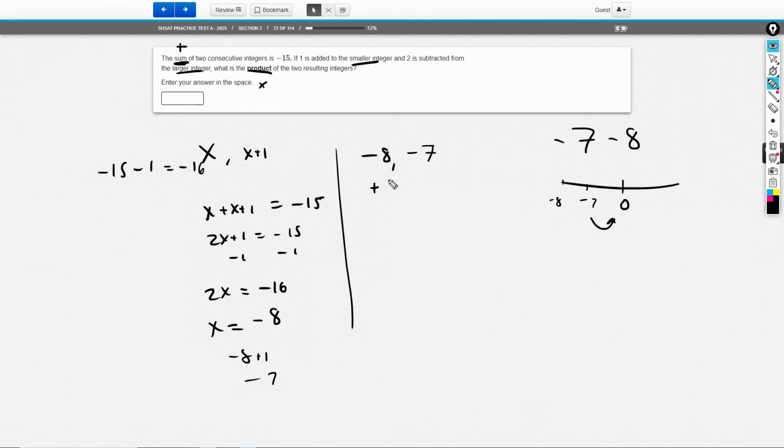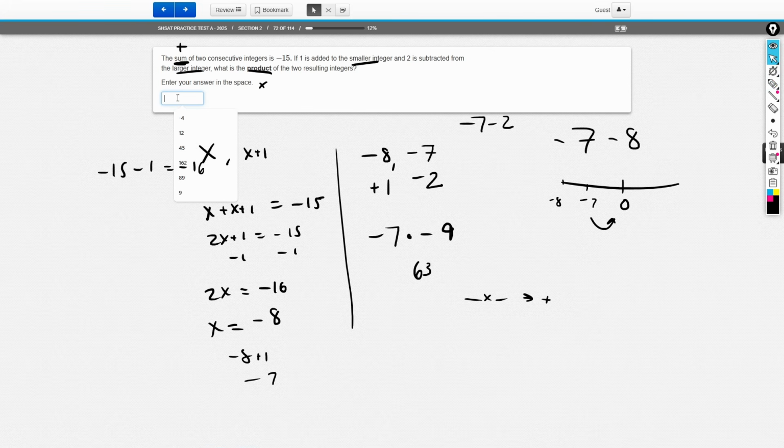So we're adding 1 to negative 8, and we're going to get negative 7. Then we're subtracting 2 from the larger integer. So negative 7 is the bigger one. If we subtract 2 from negative 7, negative 7 minus 2 is negative 9. And negative 7 times negative 9 is positive 63. Remember, negative times negative means positive. I didn't mean to say 36. 63 is the right answer.